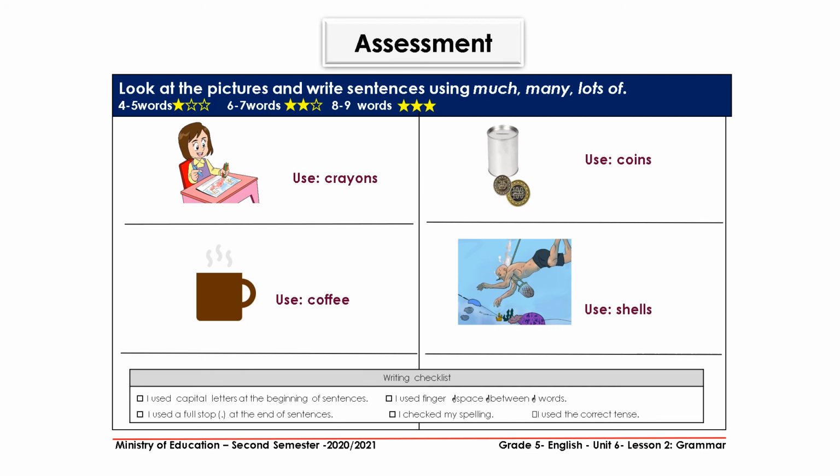You used the full stop at the end of the sentences. You used finger space between words. You checked your spelling and you used the correct tense. Once you finish, you can look at these sentences. Great job! Now, let me show you some examples.